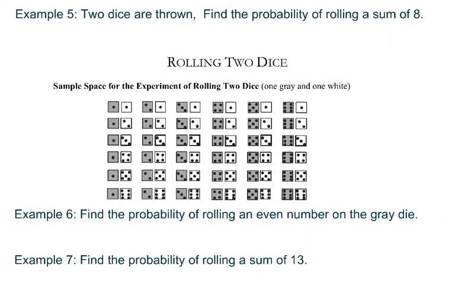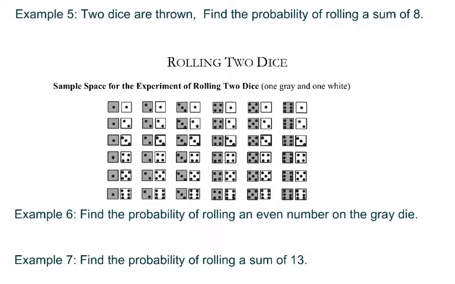Just a couple more examples. 2 dice are thrown. Find the probability of rolling a sum of 8. So for any probability problem, if you're using theoretical probability, you have to know what the sample space looks like, and I have drawn that here for you. We are rolling two dice. We'll say one is gray and one is white. This picture represents every possible outcome. This is an outcome, for example, rolling a 1 followed by a 1. If we count the outcomes, there are a total of 36.